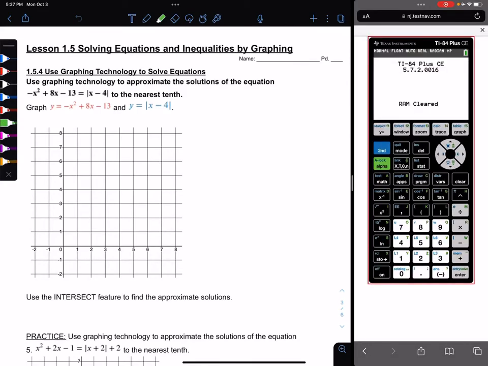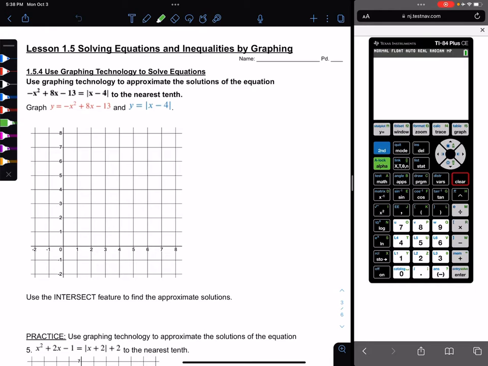Here we're going to look at using graphing technology to solve equations. So using graphing technology to approximate the solutions of the equation, and they give us this equation of negative x squared plus 8x minus 13 equals the absolute value of x minus 4, and we're told to solve to the nearest tenth, or approximate to the nearest tenth.